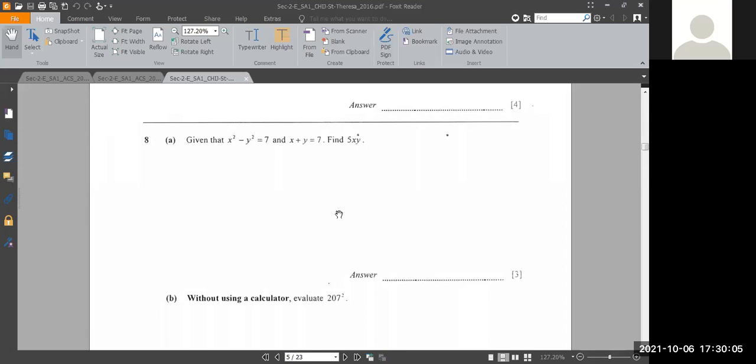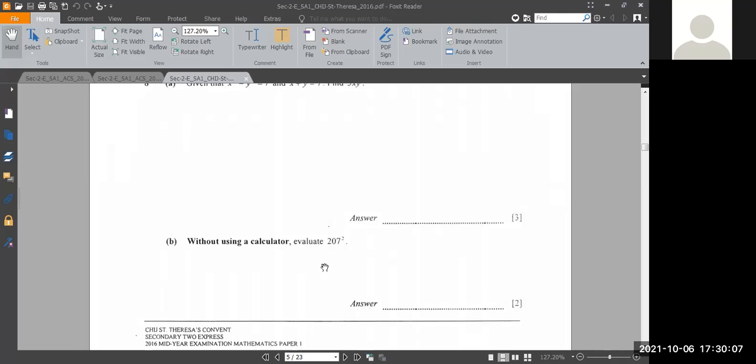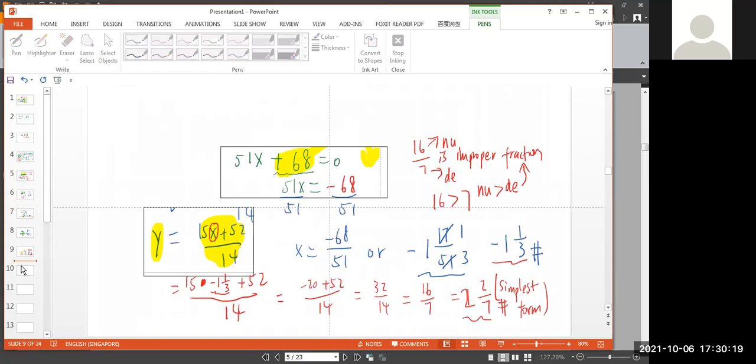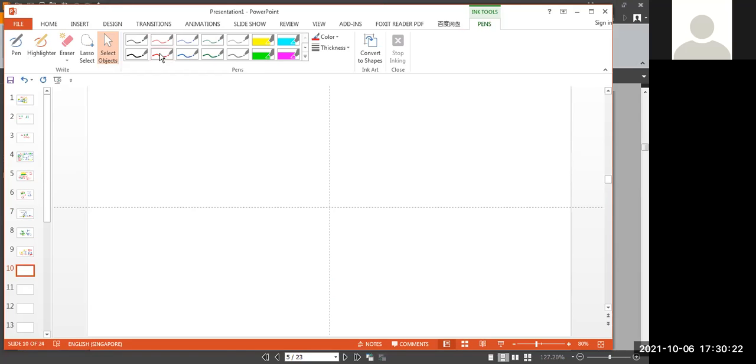Okay. Then of course, part B, without using a calculator, asks you to evaluate. So part B, you need to make use of 207 square, right? Cannot use a calculator, they say. So how do you do 207 square without using a calculator? Do you have any question? No calculator, how?